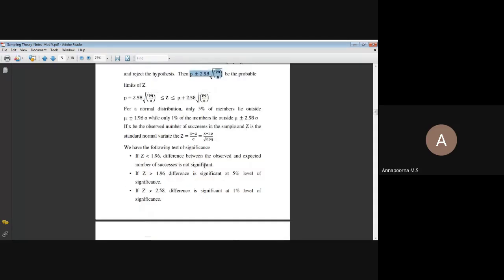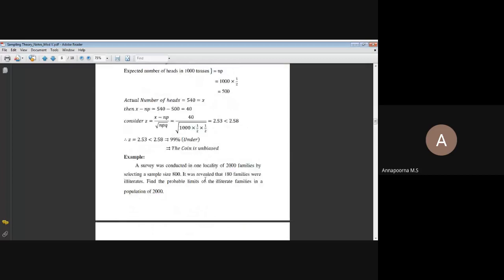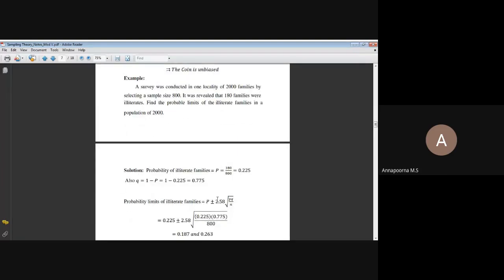So here, you write down the same thing. We have the probable limits as p plus or minus 2.58 into root of pq by n. In order to calculate this, I want p, q and n. n means sample size, so here the sample size is 800. Then what is this p? This p represents the probability of illiterate families. How many illiterate families are there? 180 illiterate families out of 800. So p is given by 0.225.